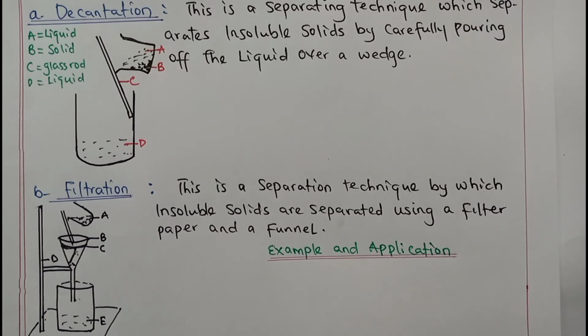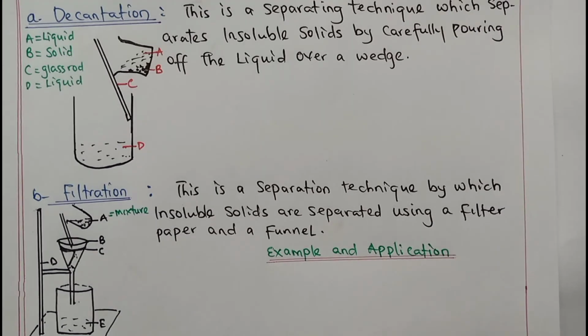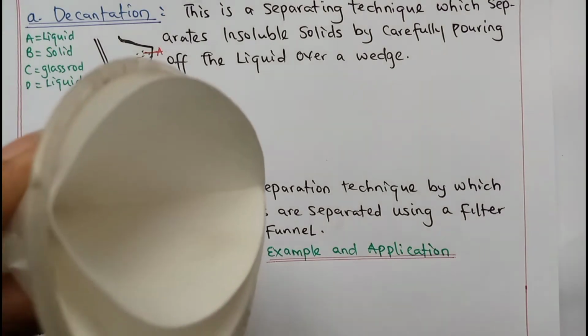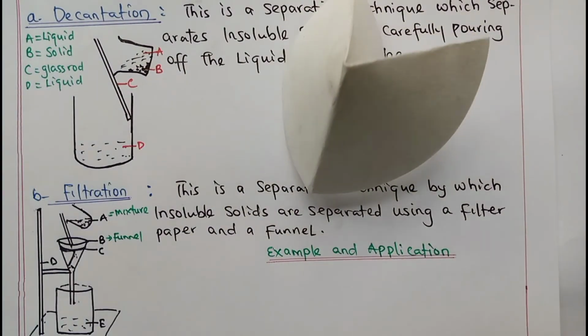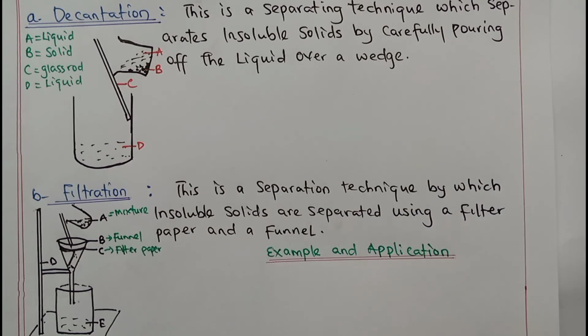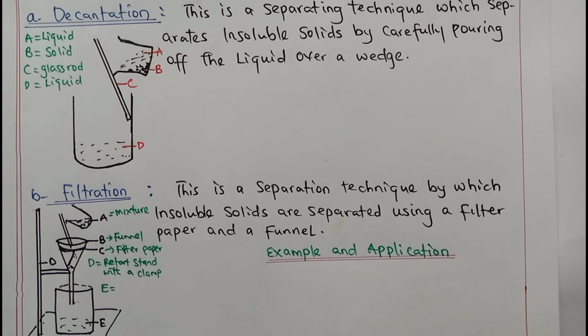Therefore, A is the mixture, B is the funnel, C represents the filter paper, D is a retort stand with a clamp that is holding this. E represents the filtrate. Then that means that what is inside here is what we call the residue, whereas this is the filtrate.